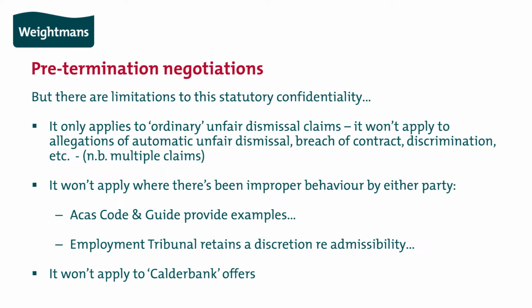And then thirdly, the statutory provisions won't apply if there has been improper behaviour by either party. And to an extent, this mirrors the restriction with regard to the without prejudice principle. Now, the ACAS Code of Practice and Guide provides a non-exhaustive list of examples of improper behaviour, and they would include, unsurprisingly, all forms of harassment, bullying or intimidation or discrimination, physical assault or other criminal behaviour, victimisation, or indeed putting undue pressure on a party to settle a matter.